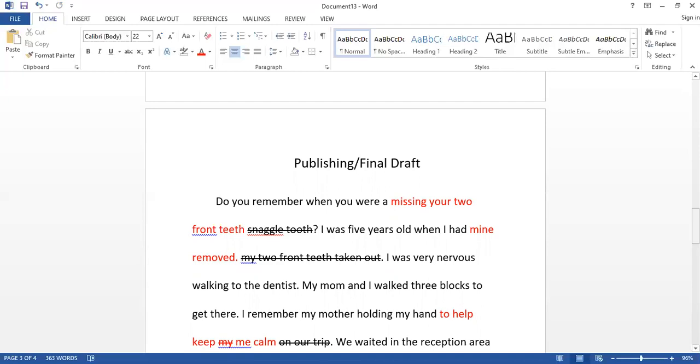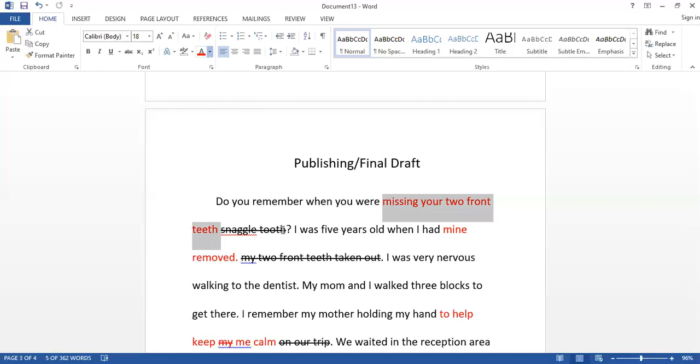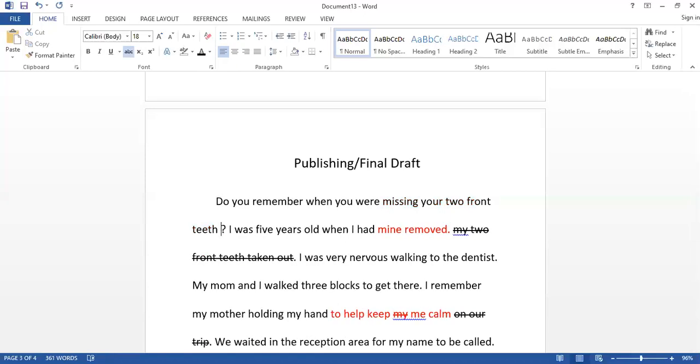I'm just going to take it sentence by sentence. Do you remember when you were missing your two front teeth? We don't want that A there, so we're going to get rid of that. Do you remember when you were missing your two front teeth? I'm going to keep that, so I'm going to change that font to black. And then I'm going to get rid of Snaggletooth. I was 5 years old when I had mine removed. Okay, we're getting rid of that.